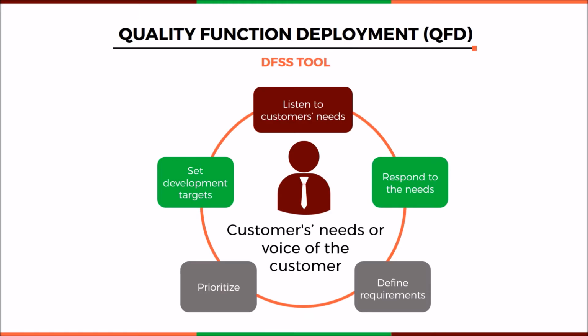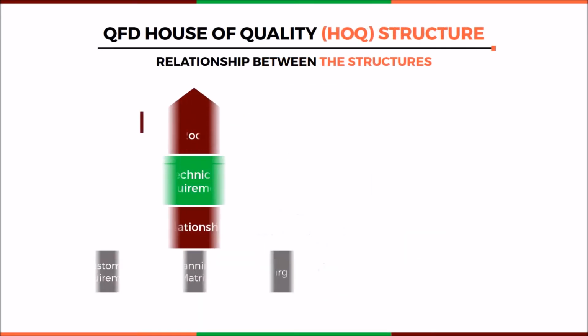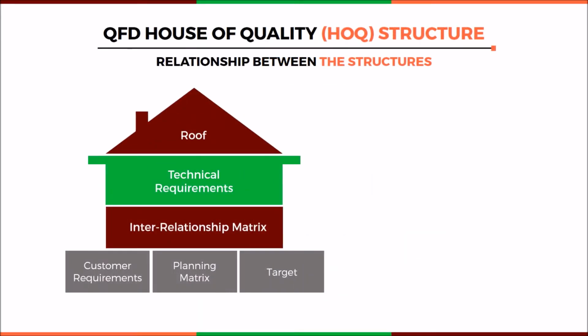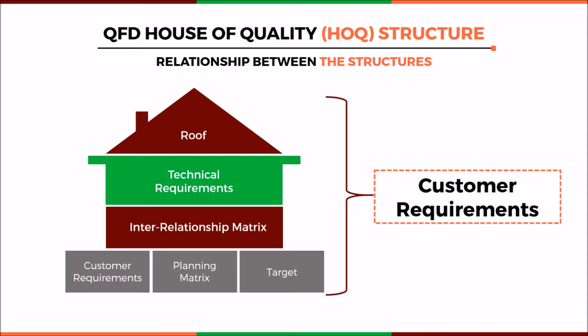This is the structure of QFD's House of Quality structure, or HOQ. The HOQ is the initial matrix in the QFD methodology. The HOQ comprises customer requirements, planning matrix, technical requirements, interrelationship matrix, roof, and finally targets. The purpose of QFD is to translate customer requirements into characteristics that describe the business. Let's see how the structure of the QFD impacts an organization.